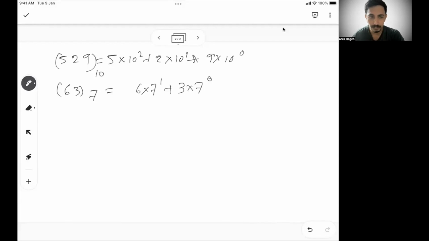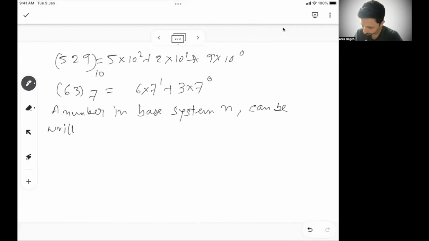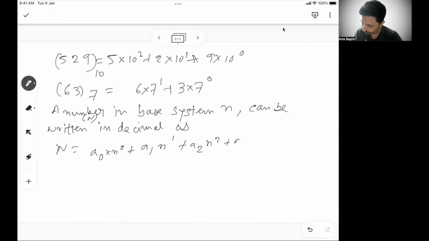What is the positional value of each digit means. So basically, if I have to write it in a generic format, then a number in base system small n can be written in decimal as, let's say the number is capital N, a0 into n to the power 0 plus a1 into n to the power 1, a2 n square, a3 n cube, and so on up to n to the power n.